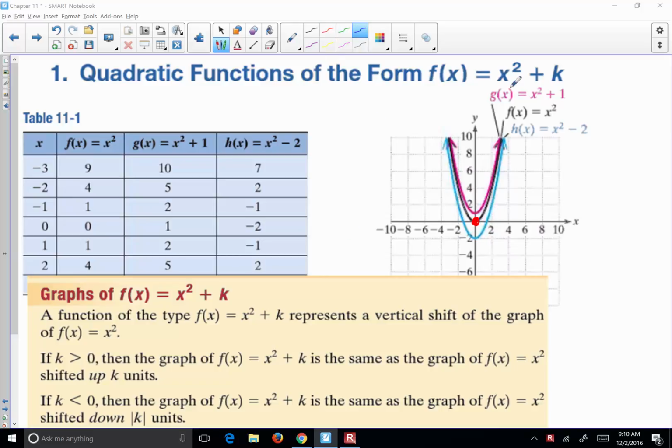Question is, what happens to x squared if you start adding numbers or subtracting numbers like -2 and -1 plus 1? If you add numbers to x squared, it goes up. If you subtract numbers from x squared, it goes down. That's it. Like blue and red curves.